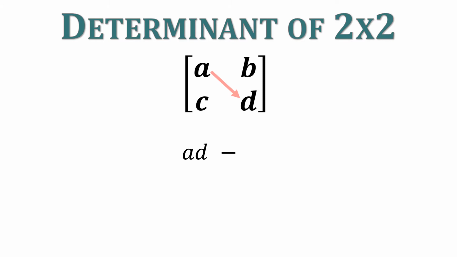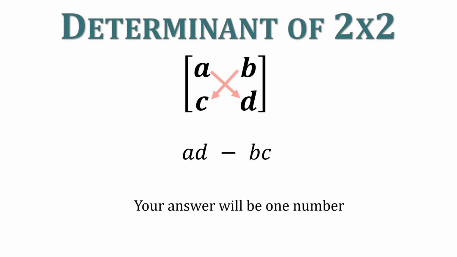So first, we need to learn how to calculate the determinant of a 2 by 2. So I've given you this general matrix, A, B, C, D. And we're going to talk about the process. You're going to multiply from left to right. So A times D, and then you're going to subtract, and then multiply from right to left, B times C. Your answer will always be one number. Okay, let's look at an example.